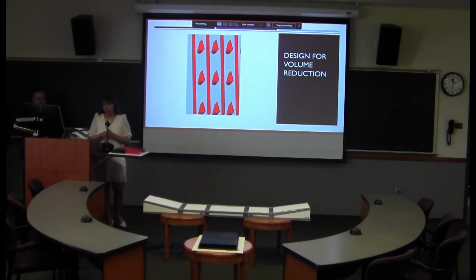So as you can see here, this is the design for volume reduction that we talked about, and as you can see, there's the plates and the pins, and we, as mentioned, did not go with the staggered in order to increase the amount of surface area. So now Andrew will talk more about the original design.